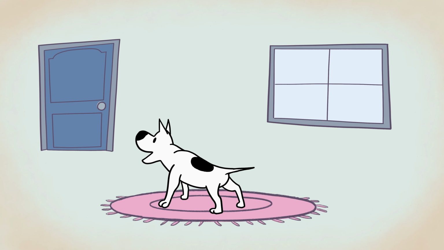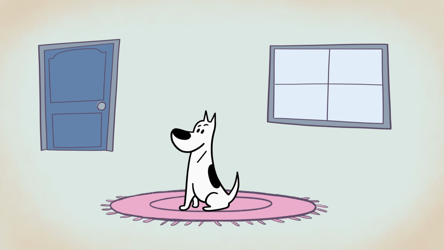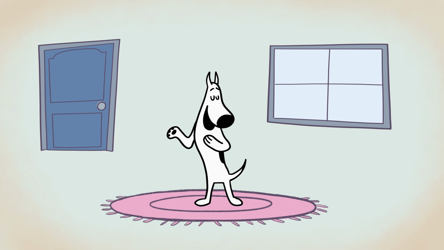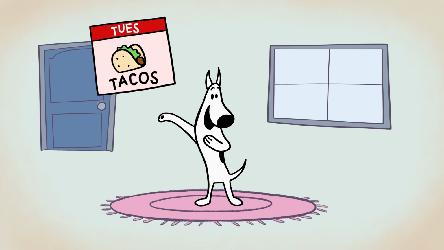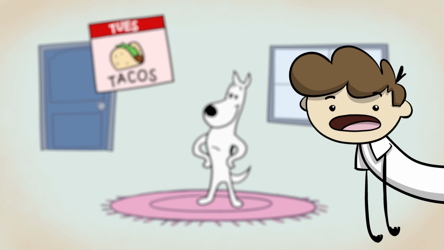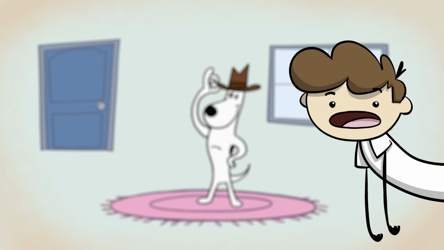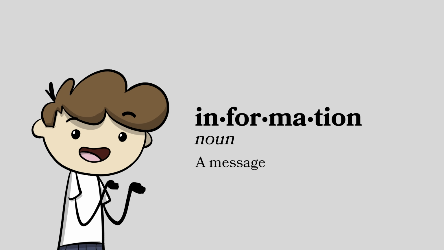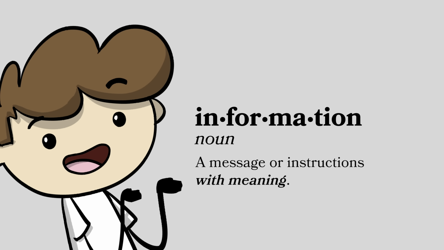Maybe it's the UPS guy. He's eliminating some uncertainty. But if he stood up and said, "It is Tuesday. I would like to eat some tacos." That'd be a lot of information. Language is very good at communicating information. Another way to think about it is this. Information is a message or instructions with meaning.